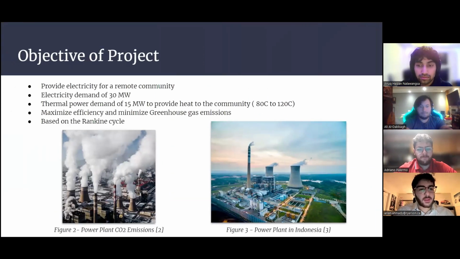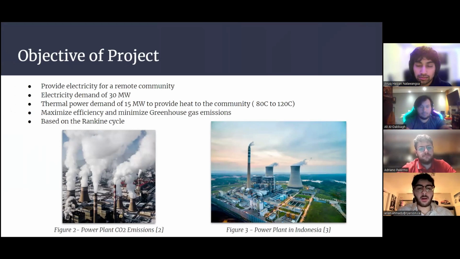So the objectives of this project were to ultimately design a power plant that will efficiently provide heat and electricity to a community in Canada. This power plant utilizes a vapor power cycle with water as its working fluid. This power cycle is based on a Rankine cycle, which contains at least the following principal components: one boiler, one turbine, one condenser, one open feed water heater, two closed feed water heaters, and one pump.